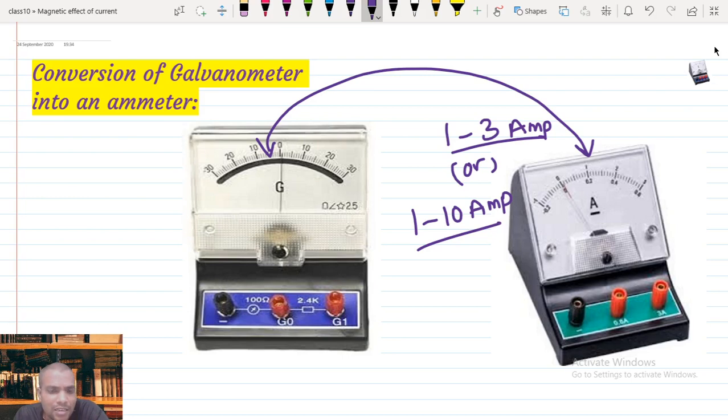So there are two things we need to discuss here. The two things are why the galvanometer cannot be used directly to measure current. The first thing is that the galvanometer is a very sensitive device. Very sensitive means for a small current it gives a large deflection in the needle. So that's the first reason. A full scale deflection occurs for small currents, of the order of microamperes or milliamperes.